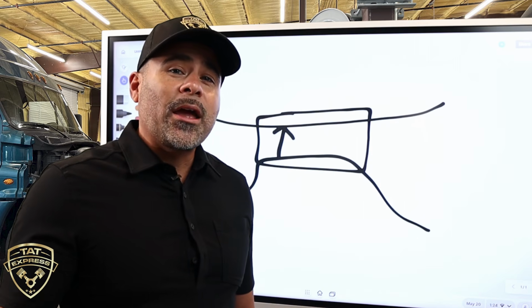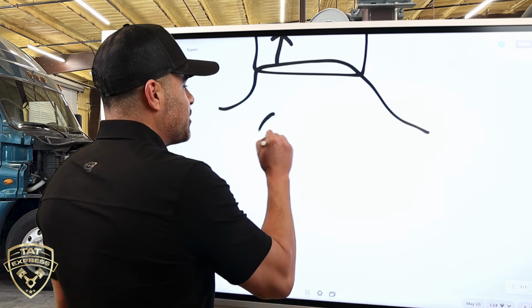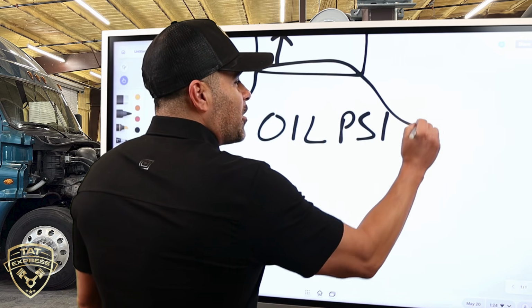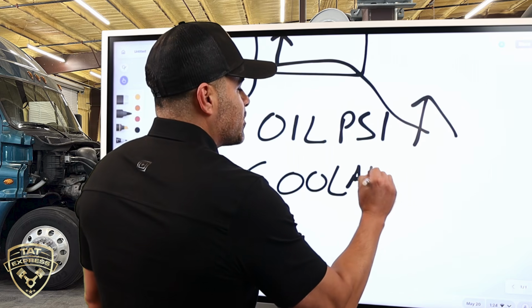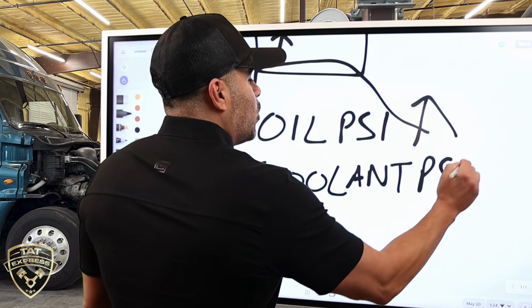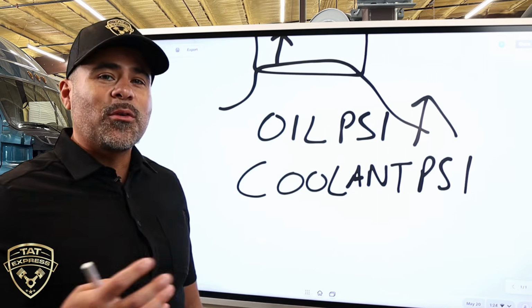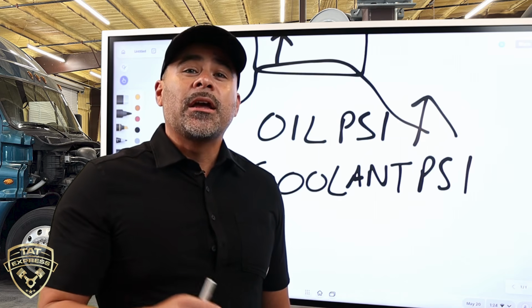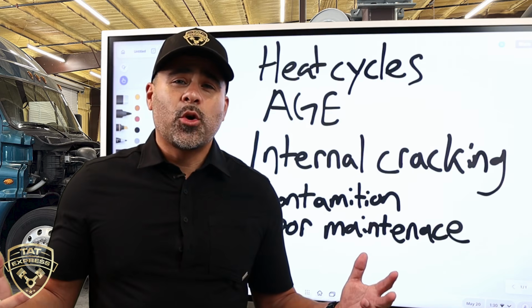So, why do you get oil in your coolant? Because oil pressure is higher than coolant pressure. So, of course, since oil pressure is higher than coolant pressure, if you do have a failure in the system, this is why you're getting oil in the coolant and not coolant in the oil. That's very important.